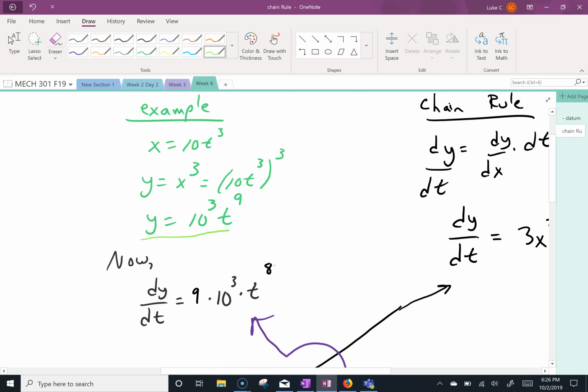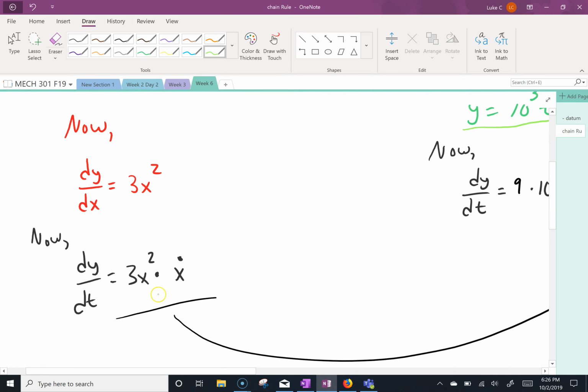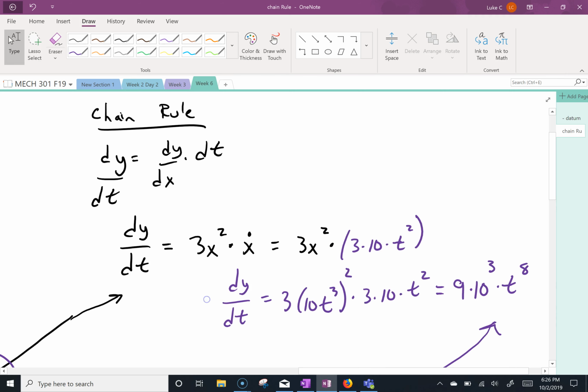Now if we use the definition of the chain rule, which is right here in black, this equation, we'll get the same answer. So over here, the chain rule, dy dt is just dy dx times dx dt. It just got erased for some reason. So dy dt from the chain rule from the other black is 3x squared times x dot. Okay, so 3x squared times x dot.